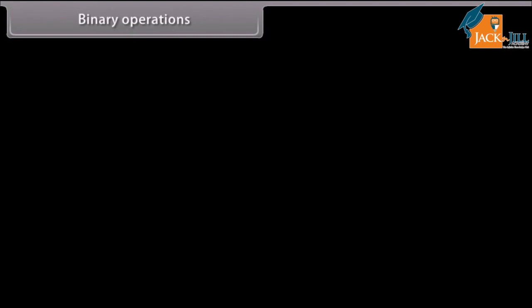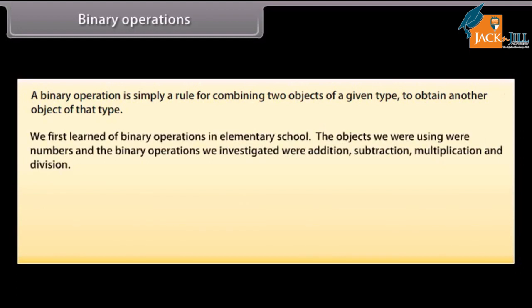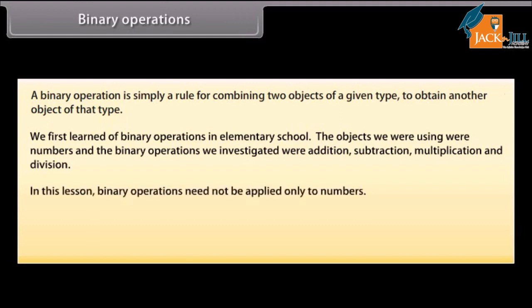Binary operations. A binary operation is simply a rule for combining two objects of a given type to obtain another object of that type. We first learned of binary operations in elementary school. The objects we were using were numbers, and the binary operations we investigated were addition, subtraction, multiplication, and division. In this lesson, binary operations need not be applied only to numbers.